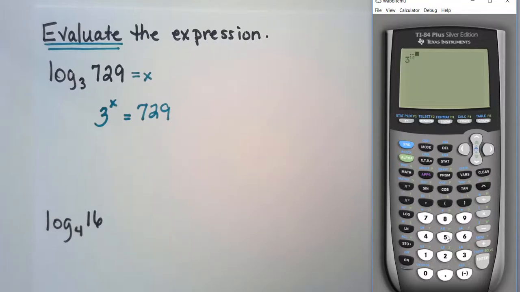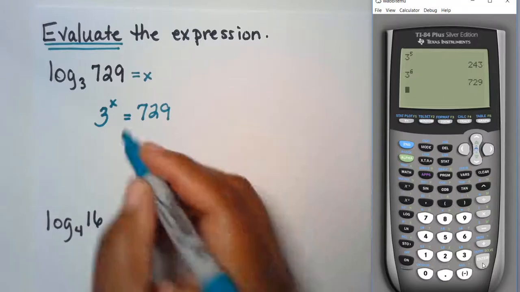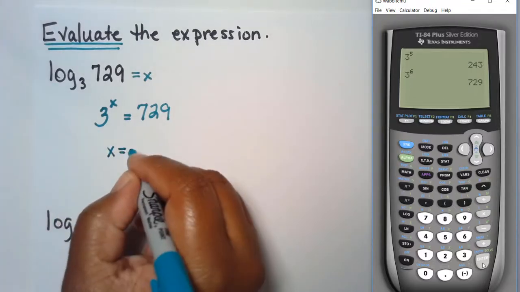Would that work? Let's see. Let's clear this again. 3 raised to the 5th power. Would that give us 729? It gives us 243. So let's go to the next one. 3 raised to the 6th power. Will that give us 729? Yes, it does. Therefore, our x is going to be 6.